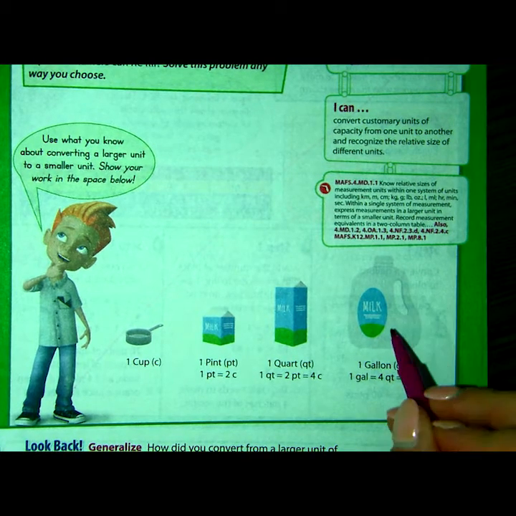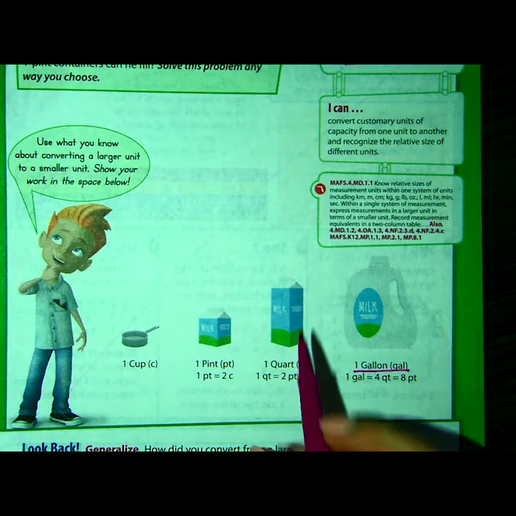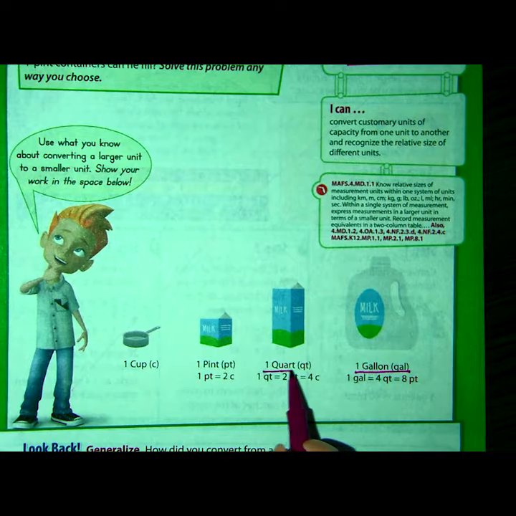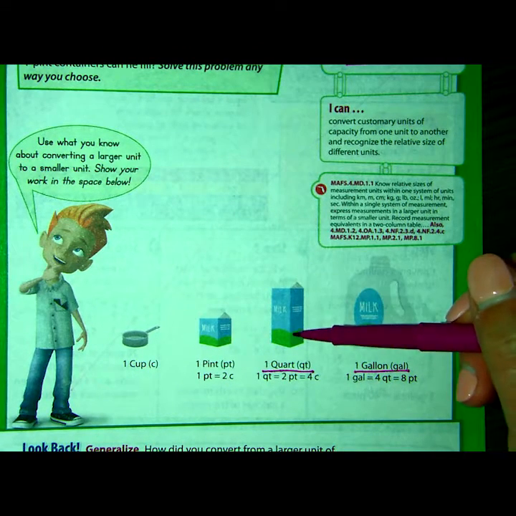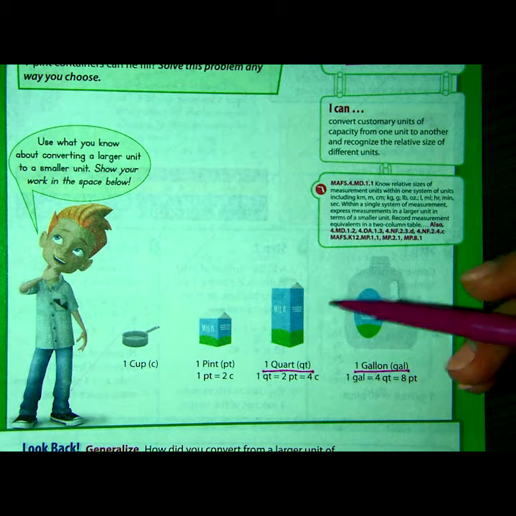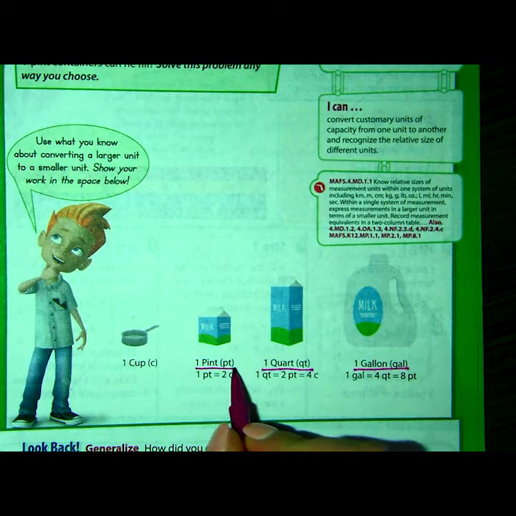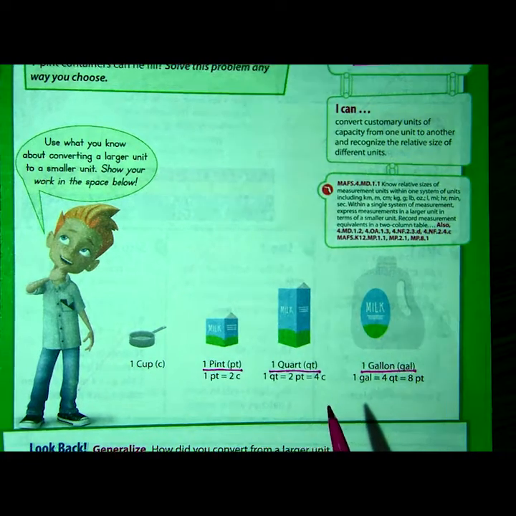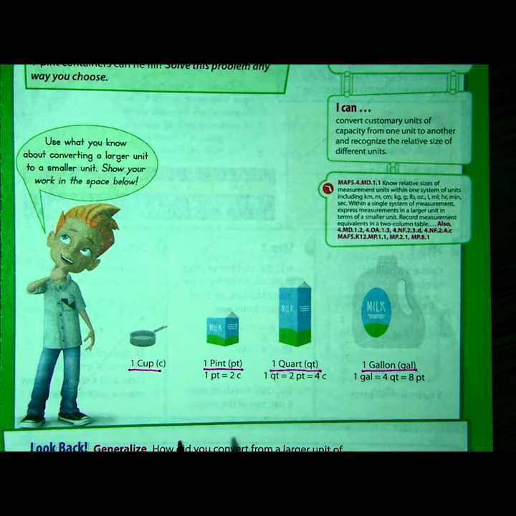So I know that you've probably gone to the grocery store and picked up a gallon of milk, so 1 gallon. 1 quart, you've probably seen those tall, skinnier containers, right? They look like a milk container, but they're a little bit taller. It's equal to 1 quart. And then we have the smaller ones that are equal to 1 pint. And then the smallest unit of measurement we're going to talk about with capacity is going to be 1 cup.